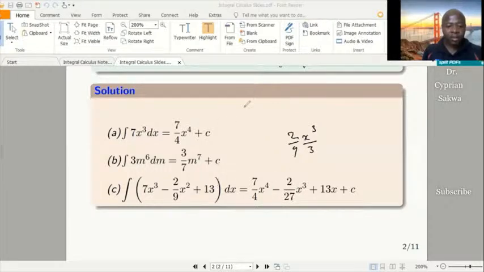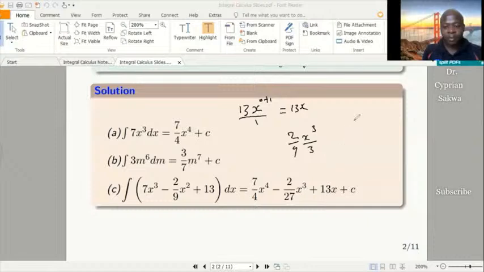Then these are constants. There's 13, x raised to 0, because I know that x raised to 0 will be 1. So this is 13 times 1. So I just add 1 to this power and then divide by the new power. So this gives me 13x, and that's what I have here.